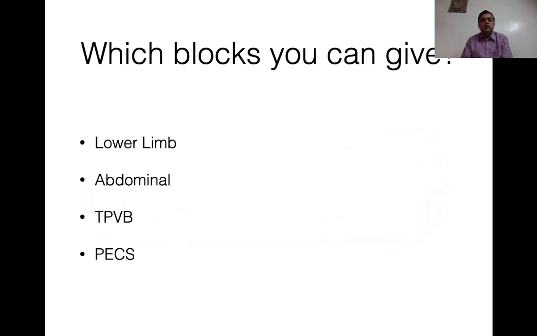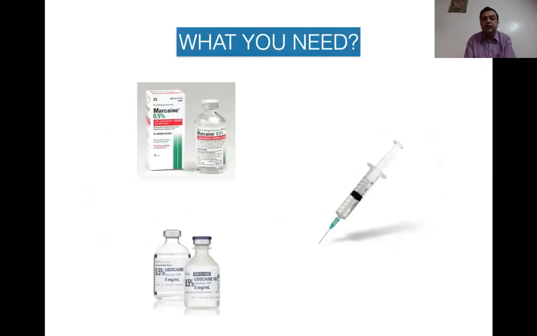So which blocks can you give with landmark guided technique? We can give lower limb blocks like fascia iliaca block, abdominal wall blocks like TAP block and rectus sheath block, chest wall blocks like thoracic paravertebral block, PECS block, and SFP blocks. So all these blocks can be given with landmark guided technique. What you need is a local anesthetic drug like bupivacaine or ropivacaine or xylocaine with adrenaline or whatever drug of your choice, and a syringe and needle.